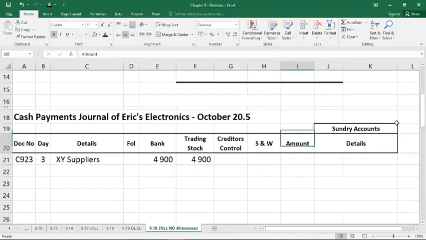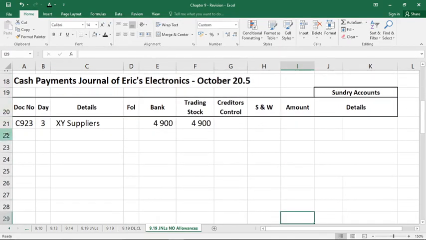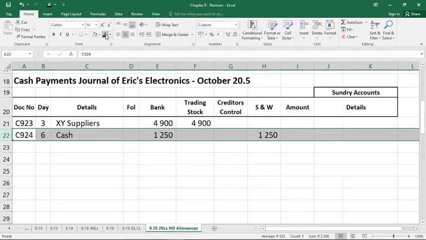We cashed a check, so therefore CPJ is what we're going to use. Check number 924, we just continue with the numeric sequence. Cash 1250 for bank, 1250 for S&W, or salaries and wages.